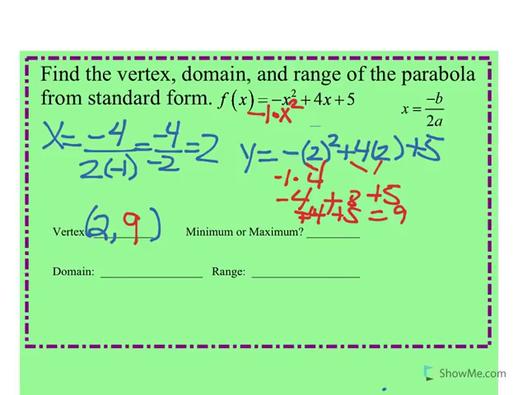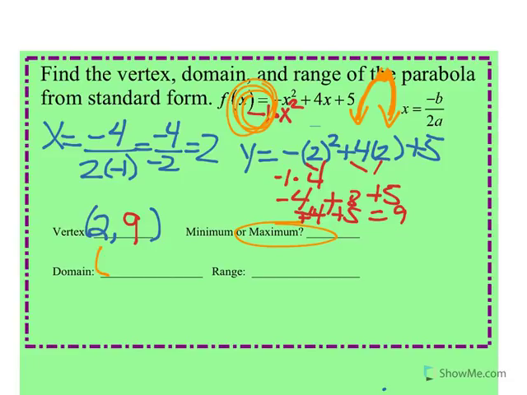So now let's visualize. A was a negative 1. So because A is negative, that means we have a downward facing parabola. So that vertex where the parabola changes direction from rising to falling is a high point. That is a maximum. That's the highest the graph goes.